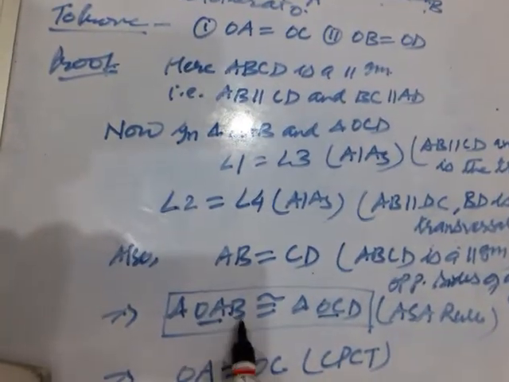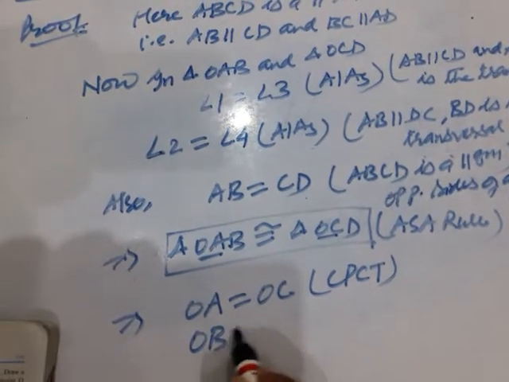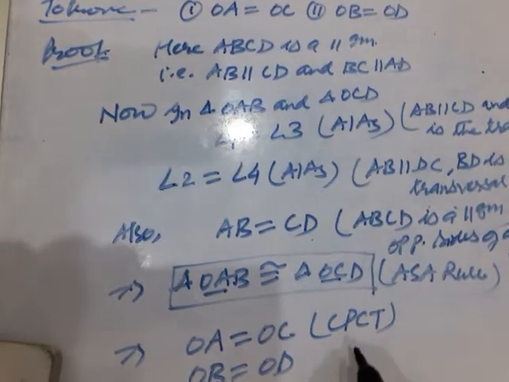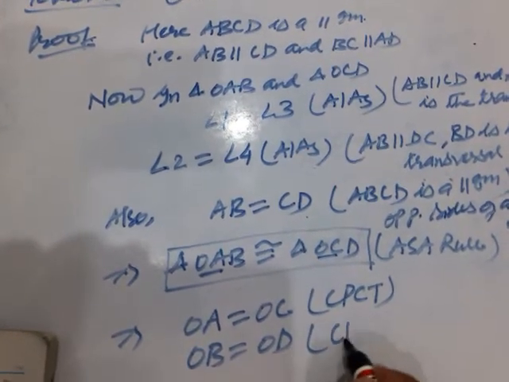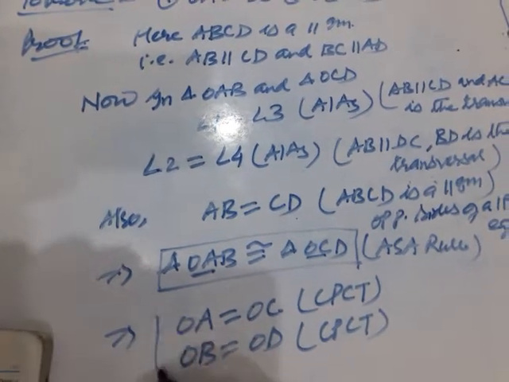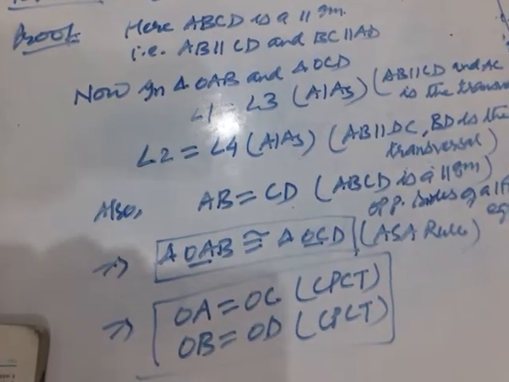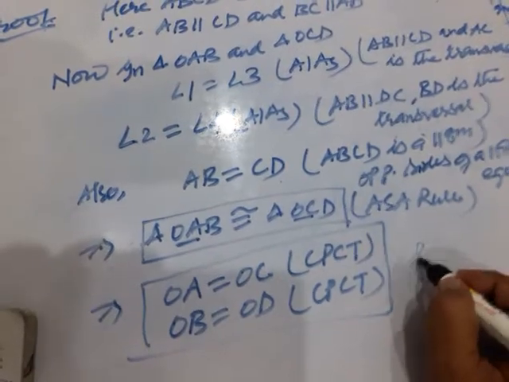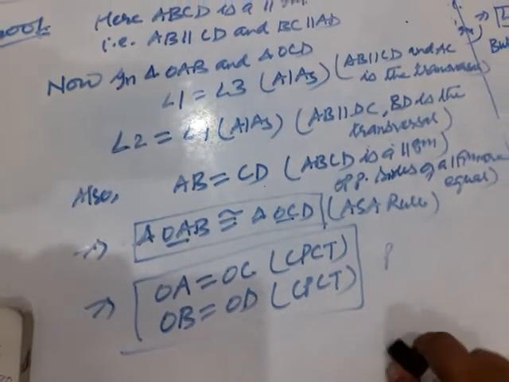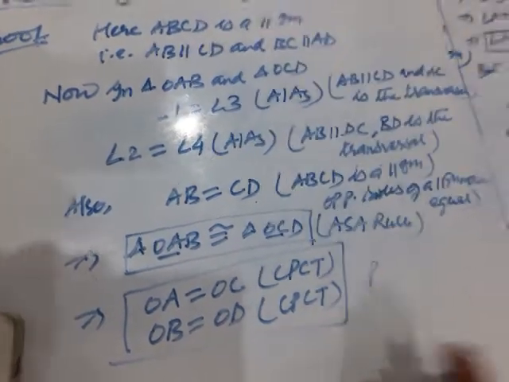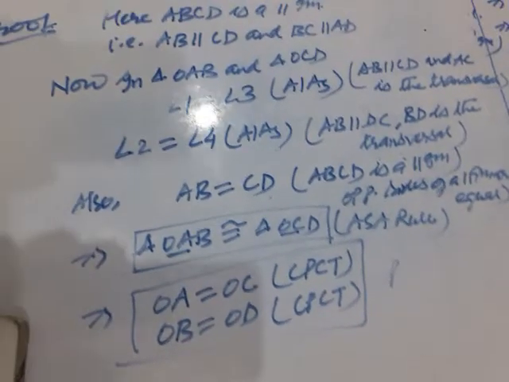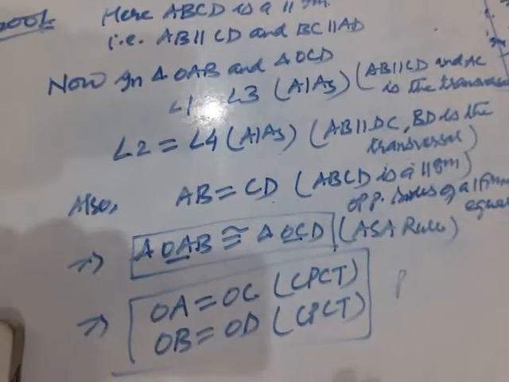And what else? OB equal to OD. OB equal to OD, that is again CPCT. Clear? And this is what we have to prove. Okay, children? This is what we have to prove. Children, let us now just change the pen. That is, it is proved.